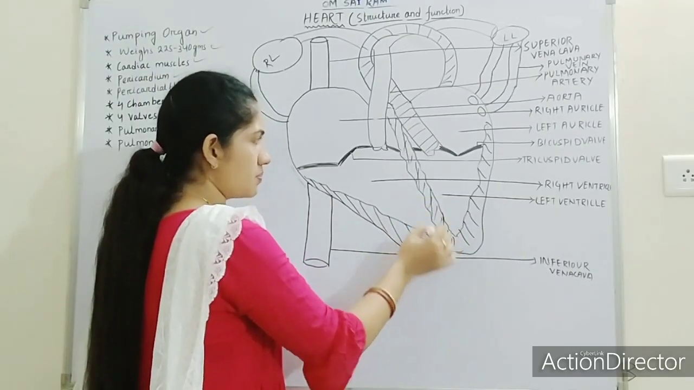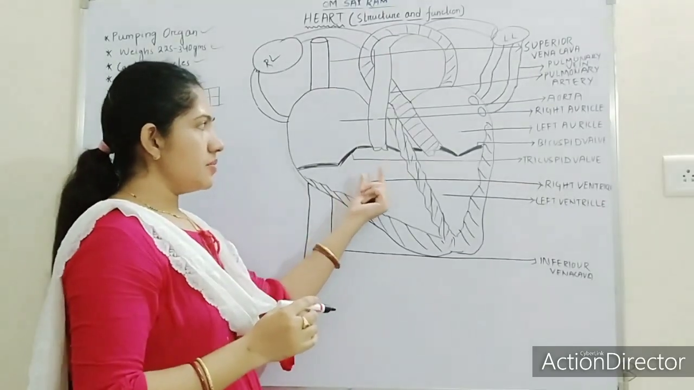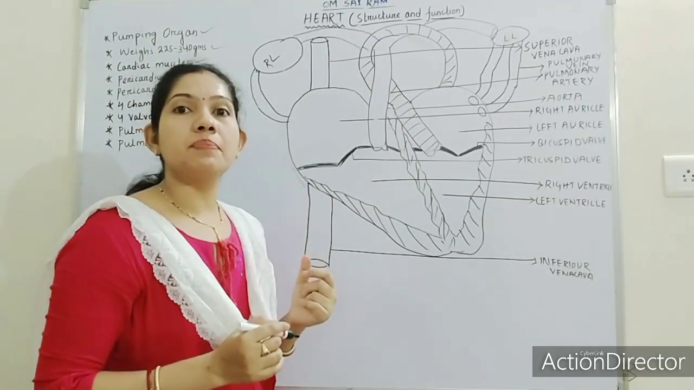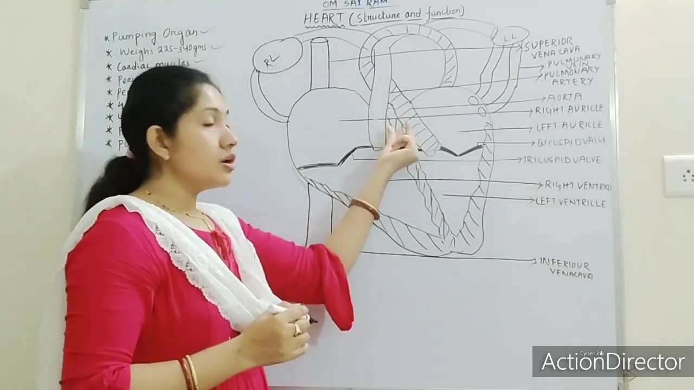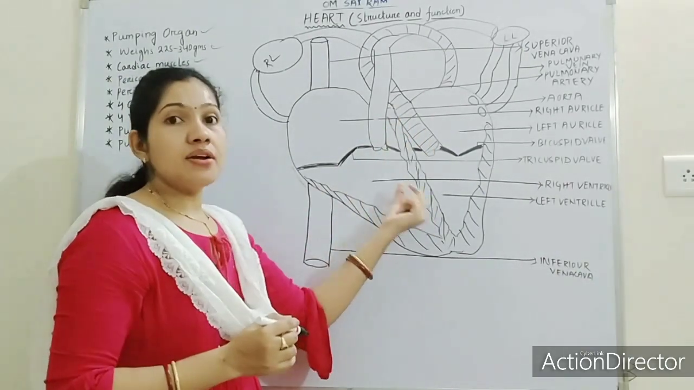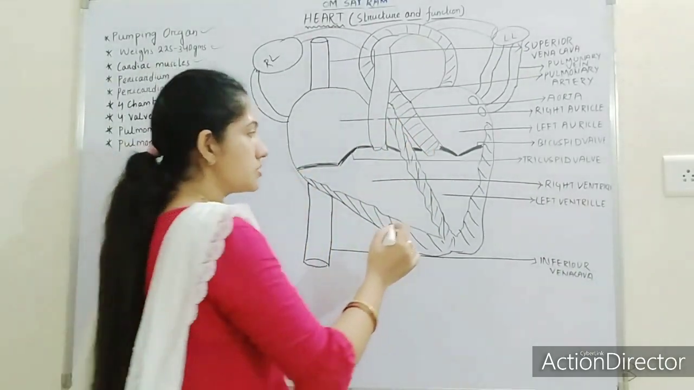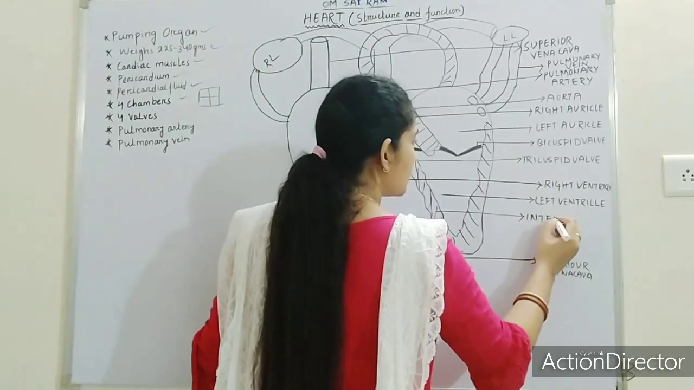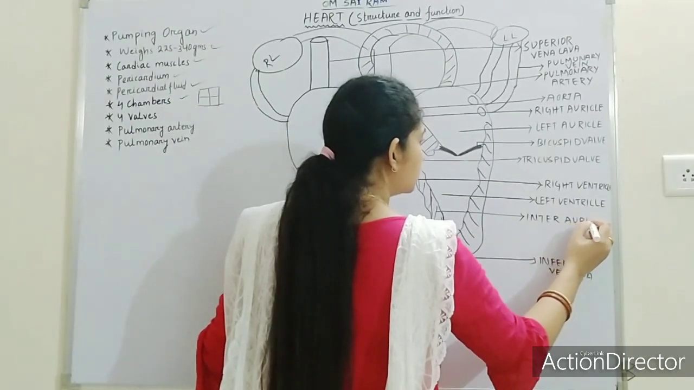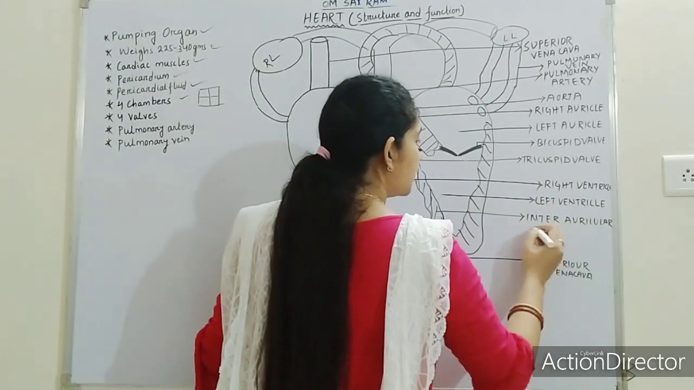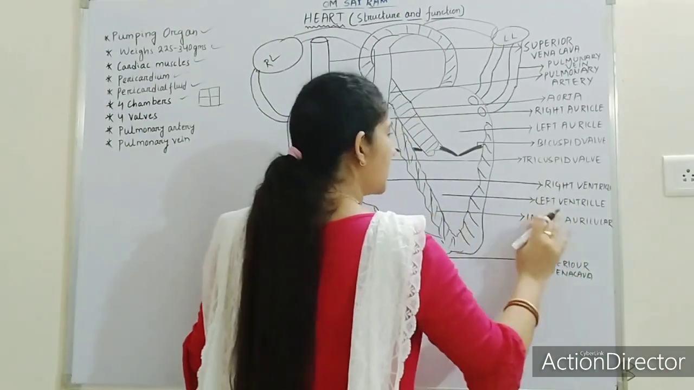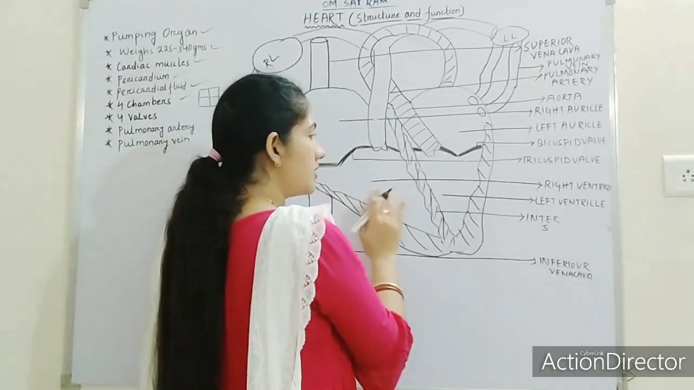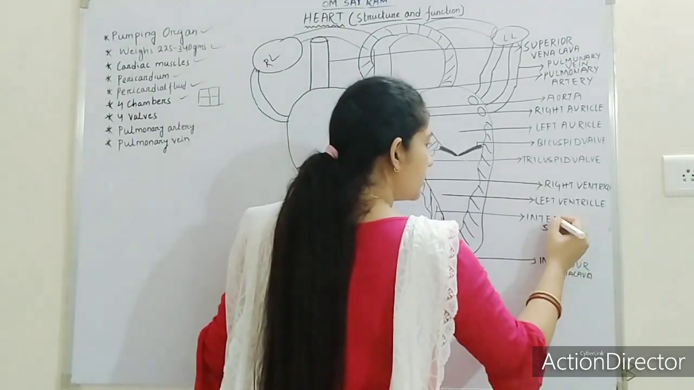Again, you can see there is a separation. This is a muscular separation which separates the auricles and ventricles. This separation is called septum. Interauricular septum, interventricular septum. So we can write interauricular. Sorry, this is the ventricle. These are the ventricles, right ventricle and left ventricle. Interventricular septum.